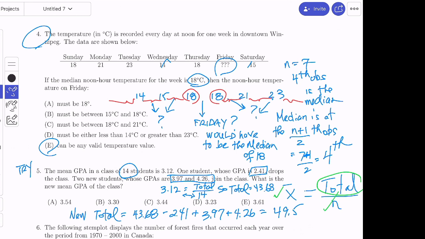What do you do last? Now there's going to be from 14, minus 1 student plus 2 students, is just 1 more student. So that's your new n. So you have your new n, your new total.